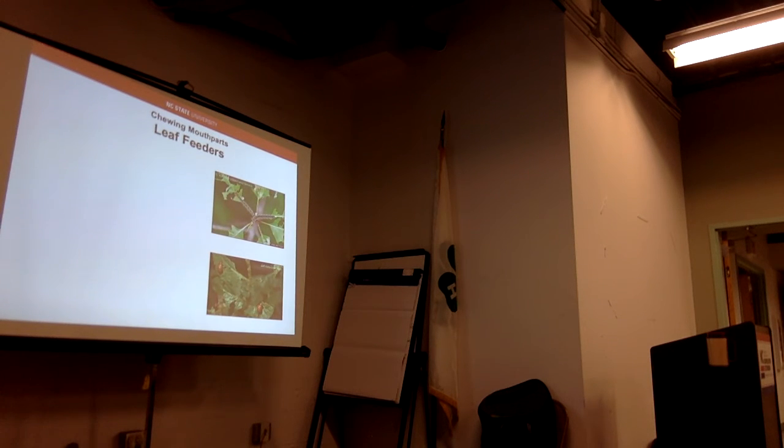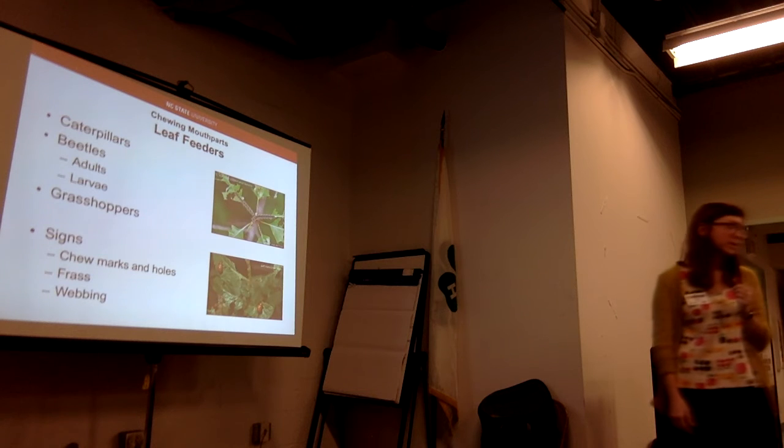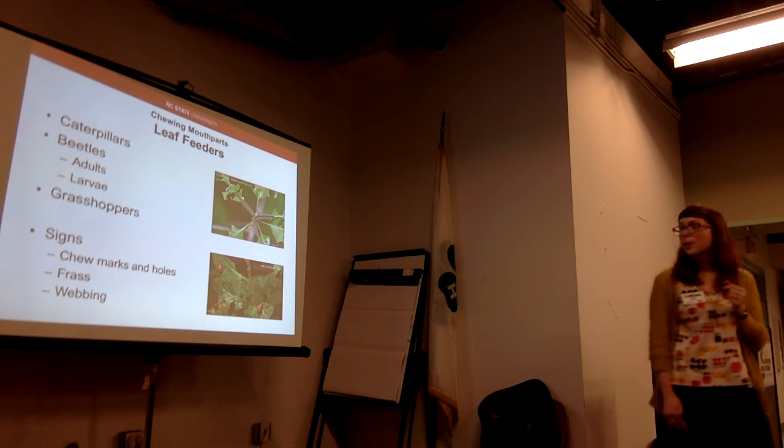Okay. So for chewing mouthparts, we're going to have a lot of leaf eaters. So you're going to have things like caterpillars and beetles, where both the adults and the larvae can cause damage. In contrast with the caterpillars, the butterflies are not causing the same damage that the caterpillars are causing, right? Even though it's the same individual, just at different life stages. We're going to have grasshoppers. I'm sure you've seen that sort of damage. And again, the signs are going to be the chew marks and holes, the frass, and the webbing.